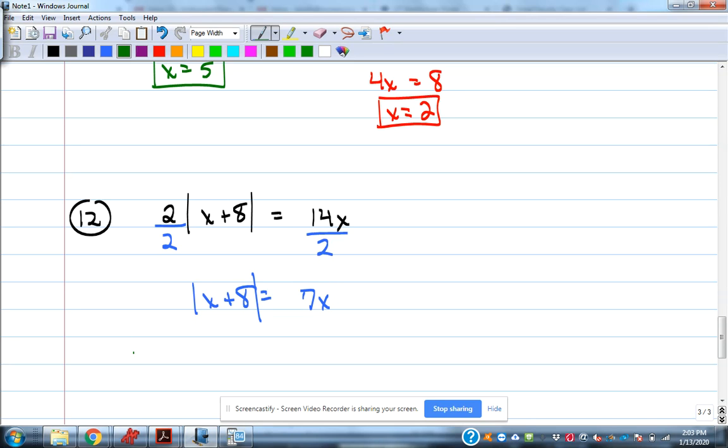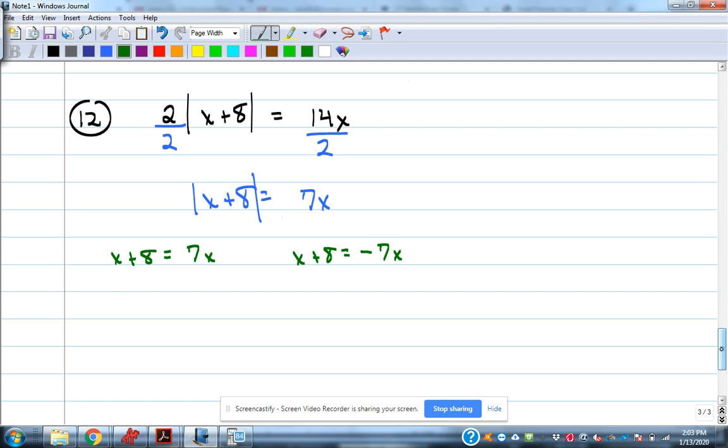Set up 2 equations. x plus 8 equals 7x, and x plus 8 equals negative 7x. Yeah, that's the other one. So solve those 2 problems. So subtract x, and 8 equals 6x, and divide by 6. And that doesn't go evenly. So I'm going to have a fraction as an answer, but I need to reduce it as far as it will. So what does 8 over 6 reduce to be?